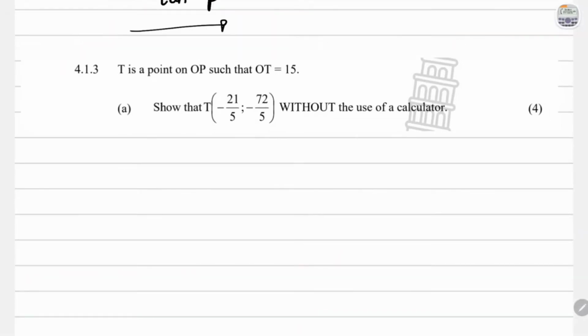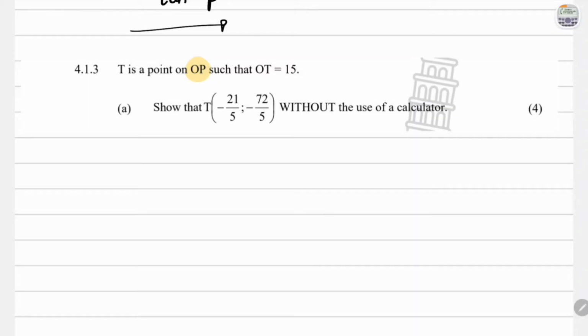Okay, 4.1.3 says T is a point on OP such that OT is 15. So T is a point. So we need to show that T has these coordinates, okay, it made up these coordinates. So the x value is that and the y value is that, without the use of a calculator.